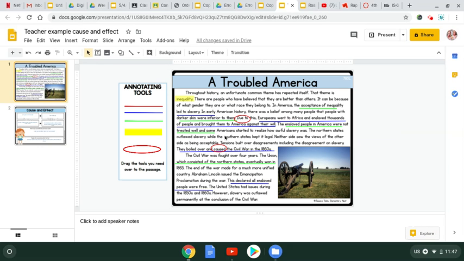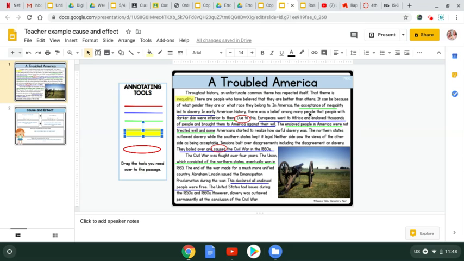A troubled America. Throughout history, an unfortunate common theme has repeated itself. That theme is inequality. So I used my highlighting tool and I just dragged it over and then I shrunk it to fit the word inequality. That prefix in means not equal. There are people who have believed that they are better than others. It can be because of what gender they are or what race they belong to.